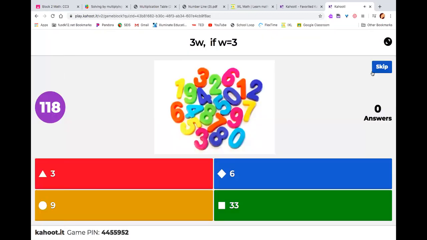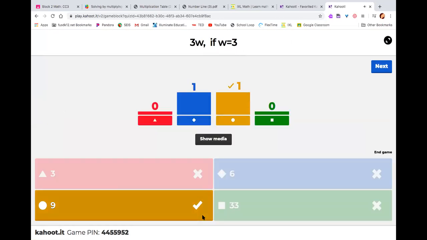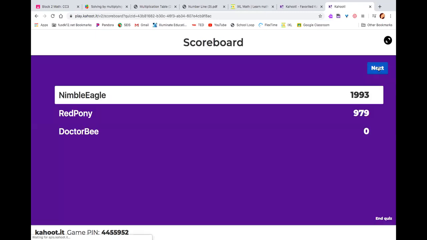Oh, okay. 3w if w equals 3. So we take our 3 and plug it in. So 3 times 3 is 9, because when a number and a letter are right next to each other, the default operation is times. So 3 plus 3 is 6, but 3 times 3 is 9.